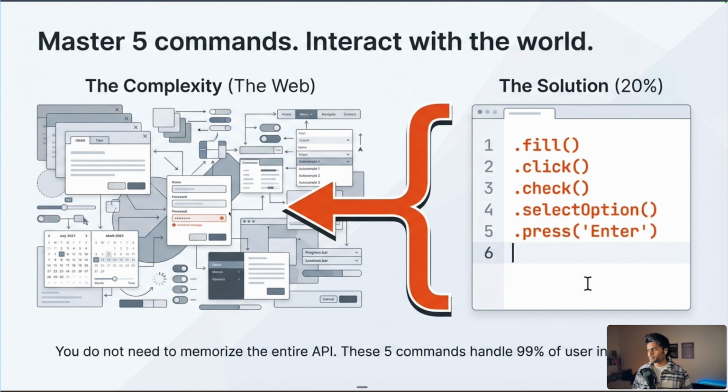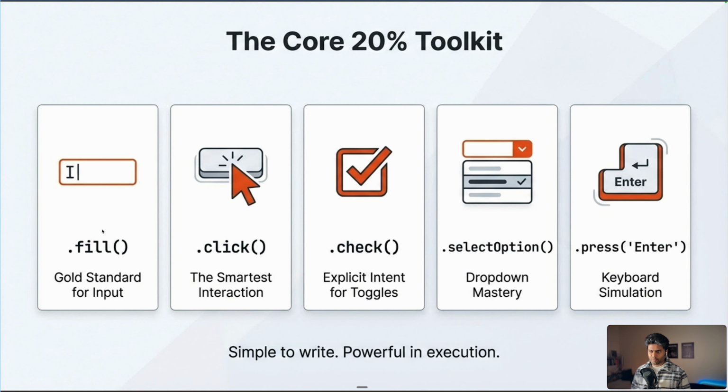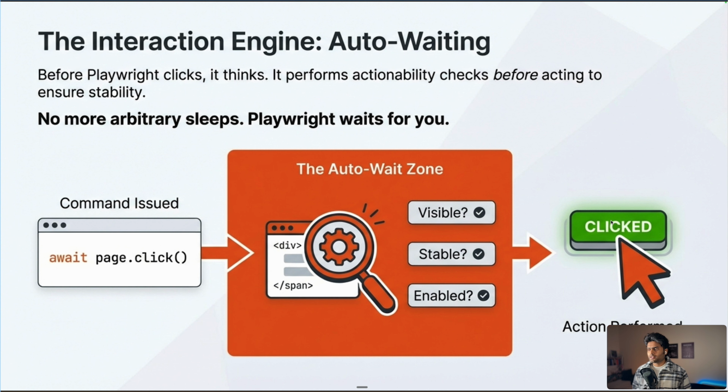This is actually 99% of the user interaction that we do on a day-to-day basis on a web page, if you think about it in your use case. As I mentioned, .fill is the golden standard for input, the smartest interaction is click, the explicit intent for toggles is check, drop-down mastery is select option, and keyboard simulation is enter. So we're going to learn all this in this demo. Firstly, before I jump into Playwright, we are going to do a fresh recording on an Orange website. But before we jump into that, let's understand what this auto wait and other things are about, a little bit of theory so that you would understand it better.